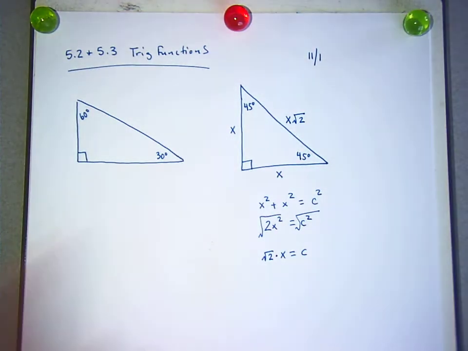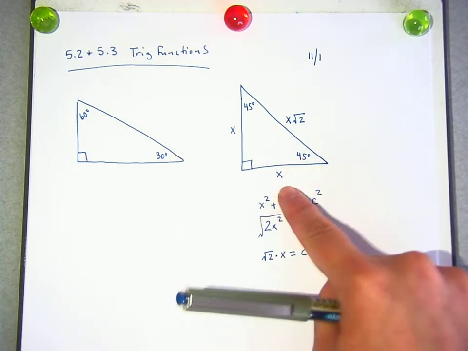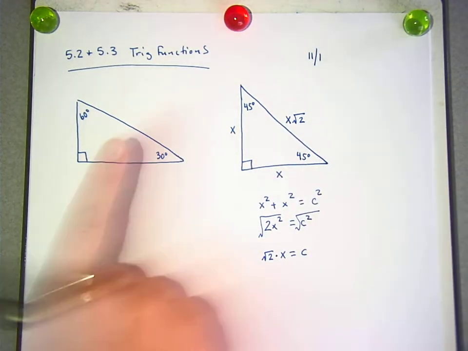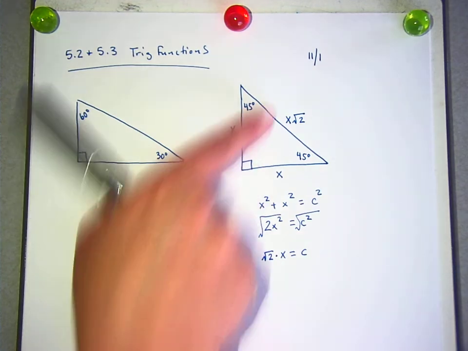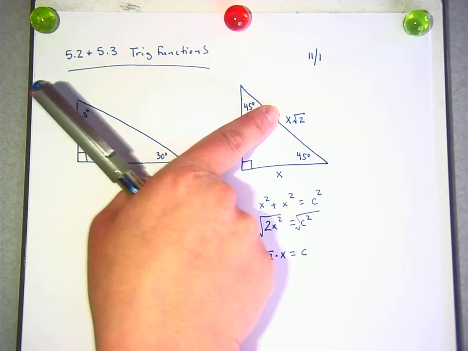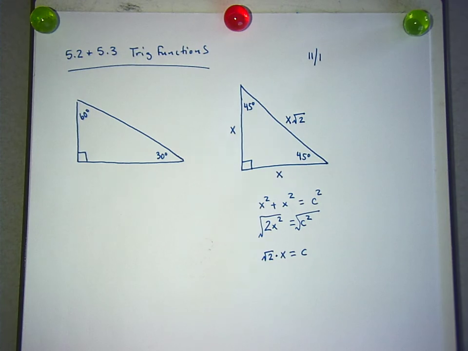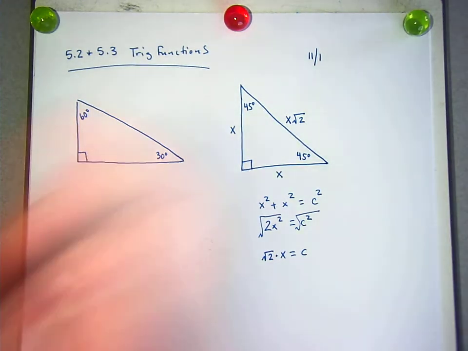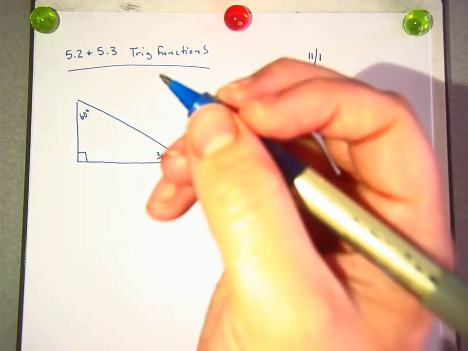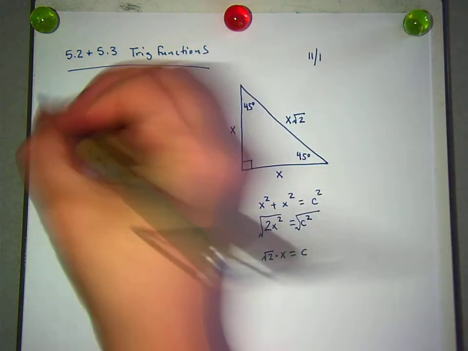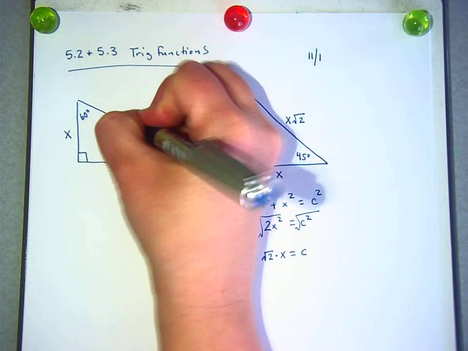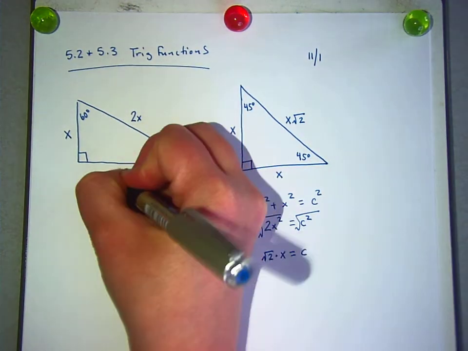So for example, if this was 5 and this is 5, then this diagonal is 5 times the square root of 2. If this one was 1,000,000 and that one was 1,000,000, then this would be 1,000,000 times the square root of 2. Everybody okay with that? Cool. All right. This one has, this side is x, this side is 2x, and this side is x times the square root of 3.